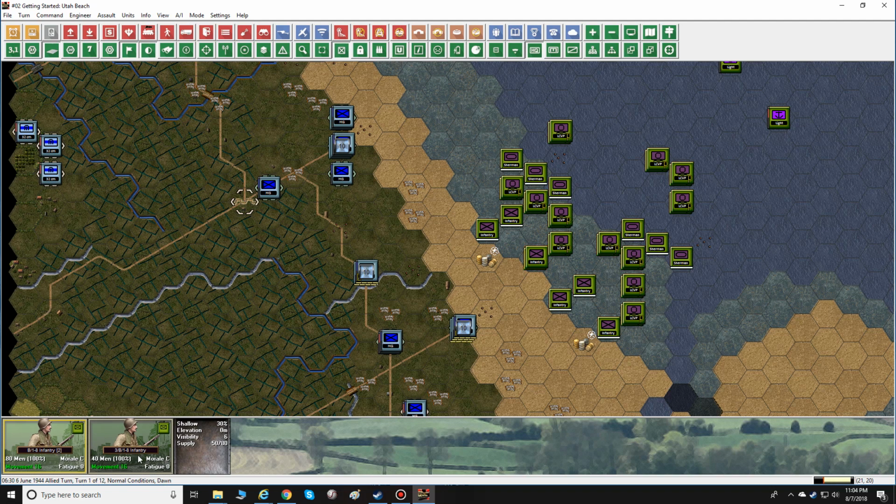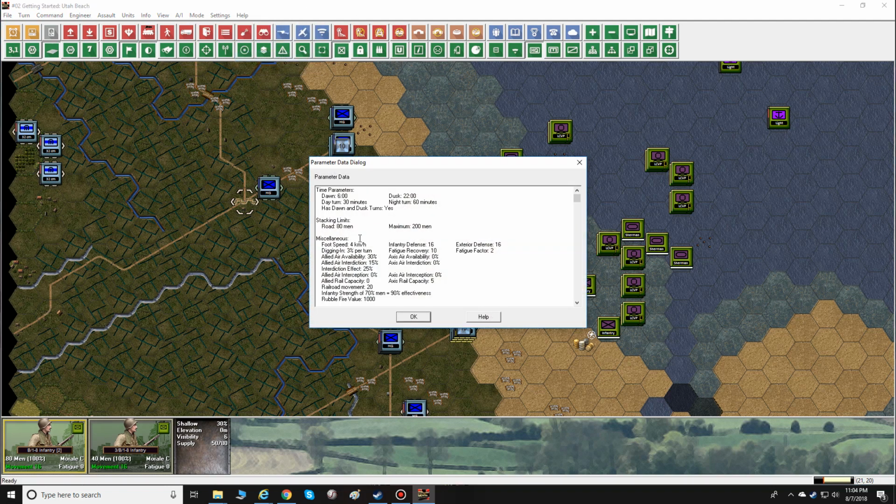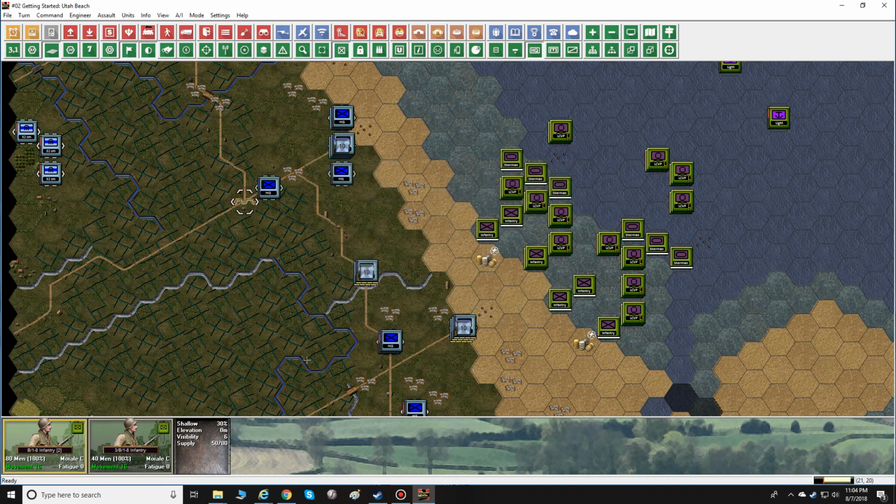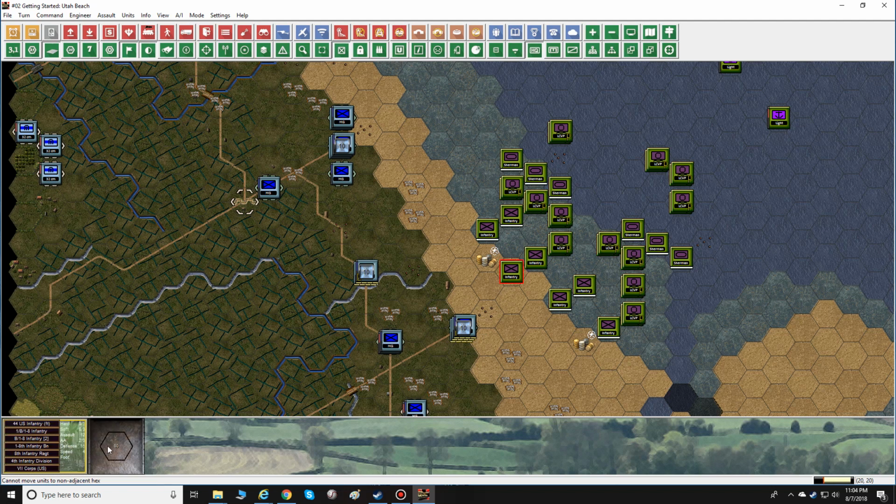So I've got 2 companies here and 1 here, and each one is 40 men. So now I've got 80 men. Remember what our parameter data said: it is 80 men. Don't put more than 80 men or you're going to take extra damage. So if I take this guy and move him onto the hex, opportunity fire might happen, but guess what? If I look at this now, look at that, no longer in red.